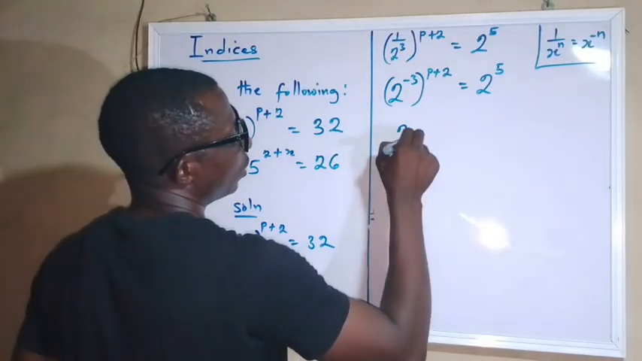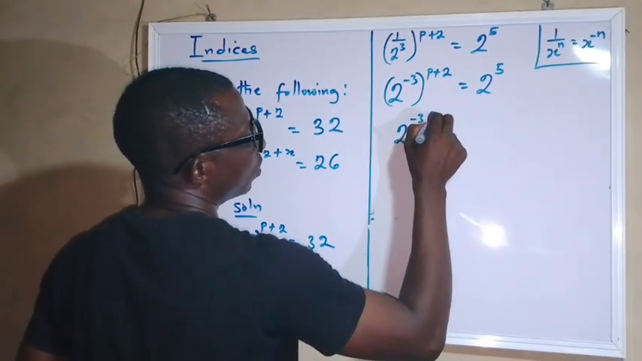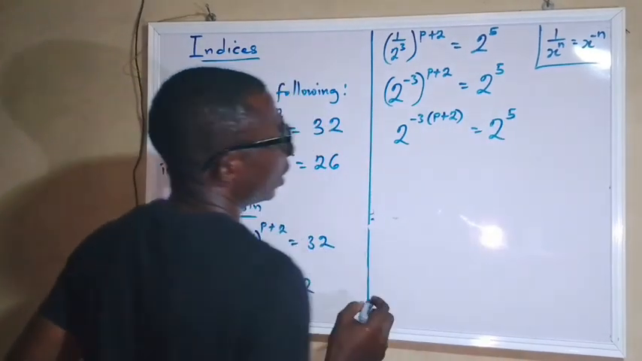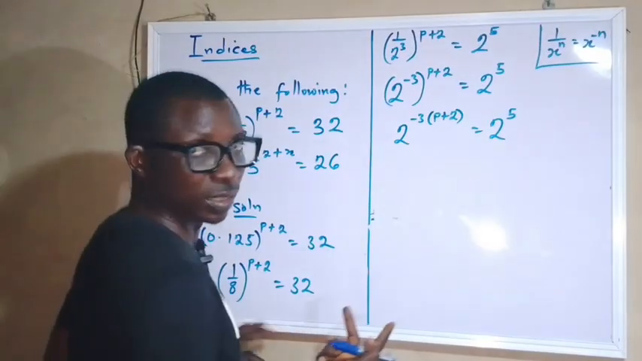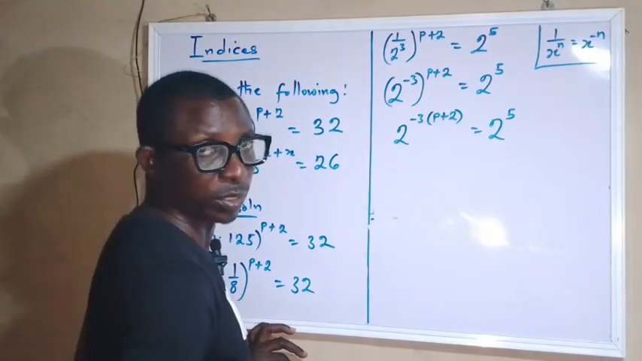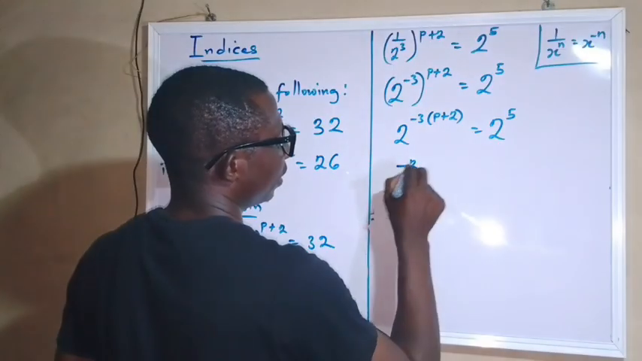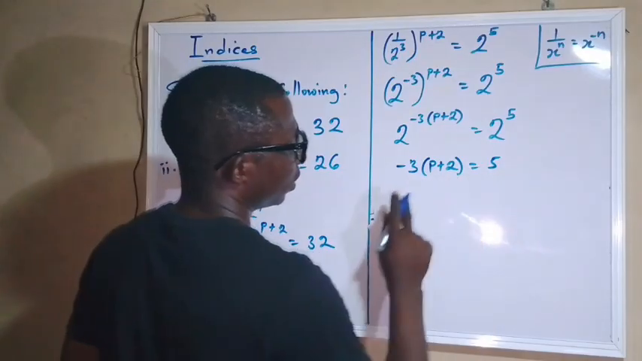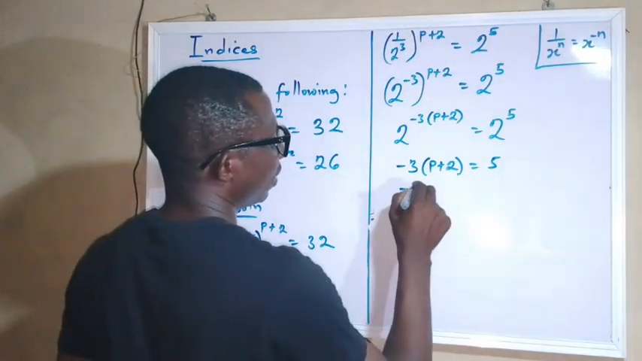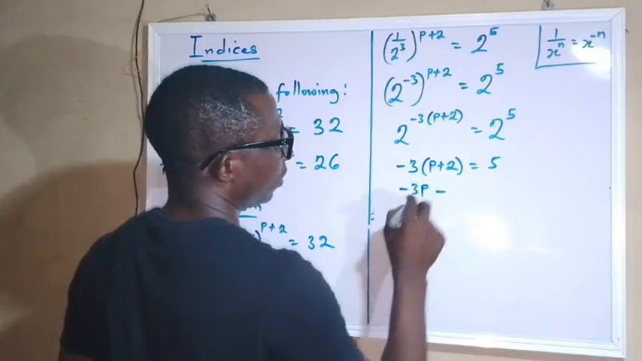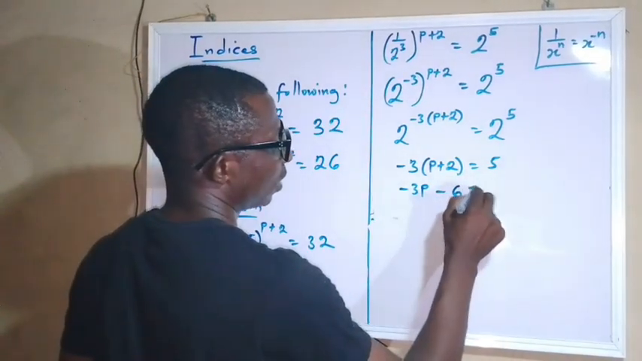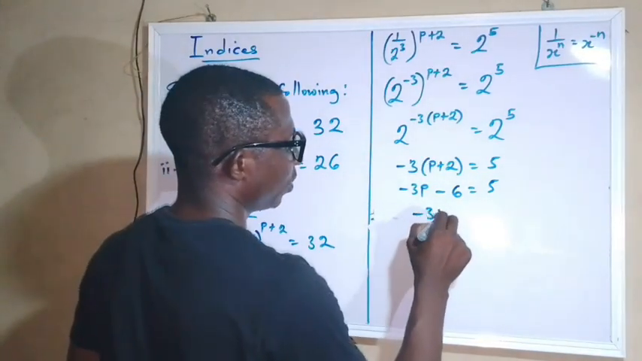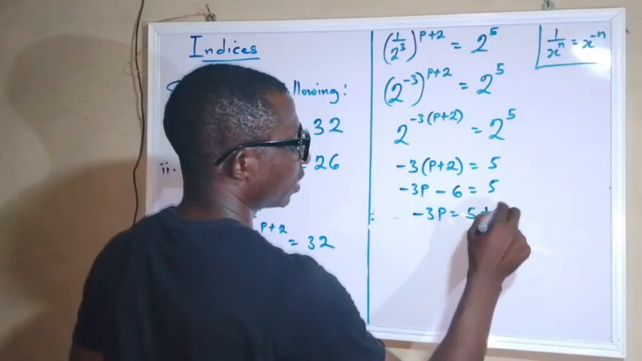So we have 2 raised to the power of minus 3 times p plus 2 equals 2 raised to the power of 5. As you can see, the bases are equal, so it implies that the powers will be equal. So we have minus 3 times p plus 2 equals 5. You can open the bracket: we have minus 3p minus 6 equals 5. Collect the like terms: minus 3p equals 5 plus 6.